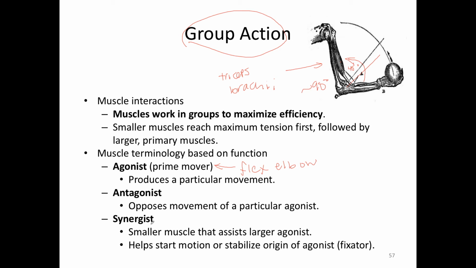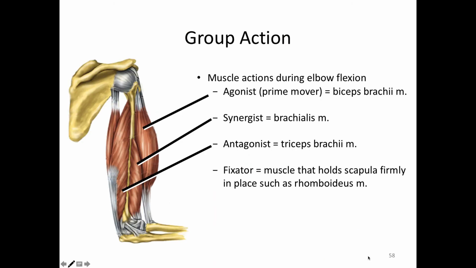And the synergists are going to be smaller muscles that assist a larger agonist, either by cooperating to produce the movement or stabilizing a joint during the movement. So we call those fixators. So let's look at the example I just described. Here we have the biceps brachii.